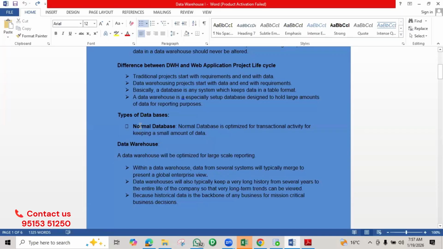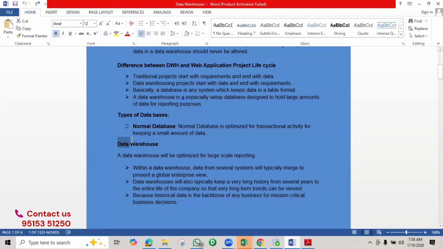And if the storage size is smaller, as in a normal database, it will get full very fast. But the storage size of the data warehouse will be very high, so it will take a longer time to get full.